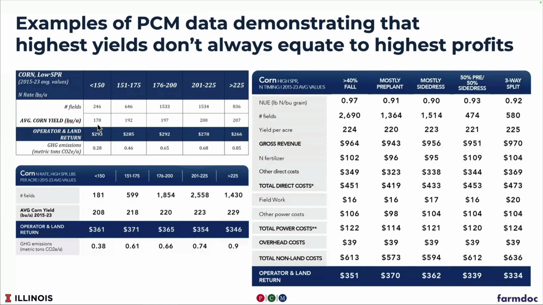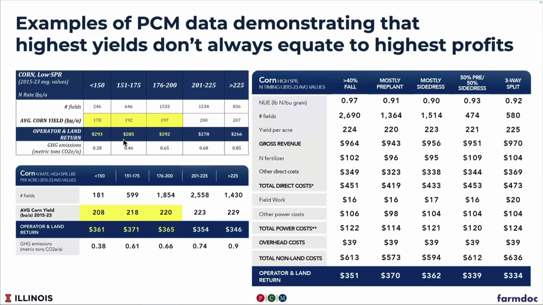We see that with more nitrogen, we don't see diminishing returns in yield through this rate range. As our nitrogen rate increases, our yields just continue to increase. That's what we would expect. But we don't see the same thing for operator and land return, which is just what Sarah was showing. There's a point of diminishing returns after which you're putting on more nitrogen and you're not producing enough yield to cover those additional nitrogen application pounds that you're putting on.